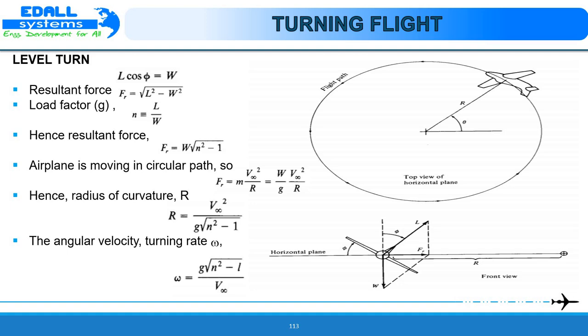The angular velocity is equal to g root of n square minus 1 by v infinity, which is also called the turn rate and is given by v infinity by r. For maneuvering performance of an aeroplane, both military and civil, it is frequently advantageous to have the smallest possible r and largest possible angular velocity. From these two equations, to obtain a small turn radius and large turn rate, we want the highest possible load factor, that is highest possible L by W, and the lowest possible velocity.